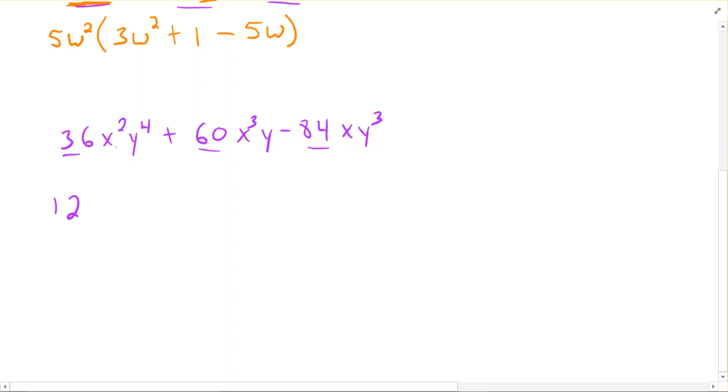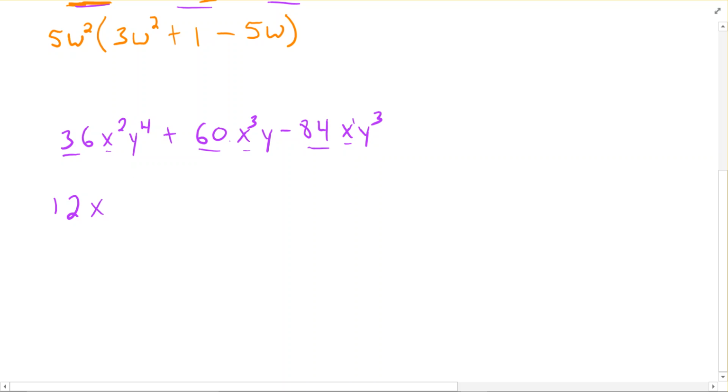Now I'm going to look at my x's. I've got x squared, x cubed, and x. Remember, that's x to the 1, really. So x to the 1, that's all we can take out. That's the lowest power of x that we have. So I'm going to say 12x.